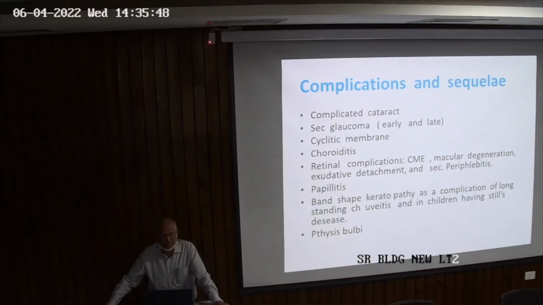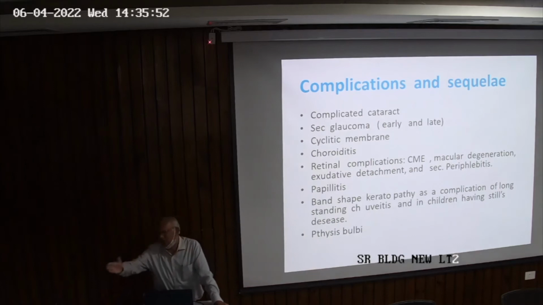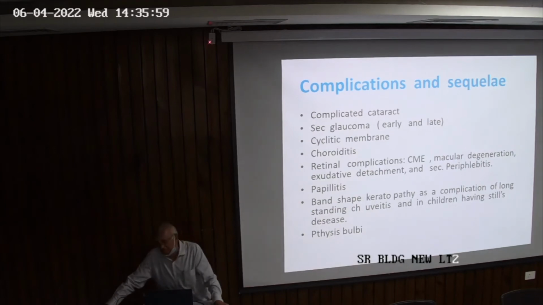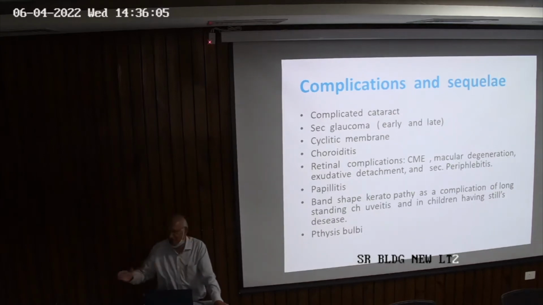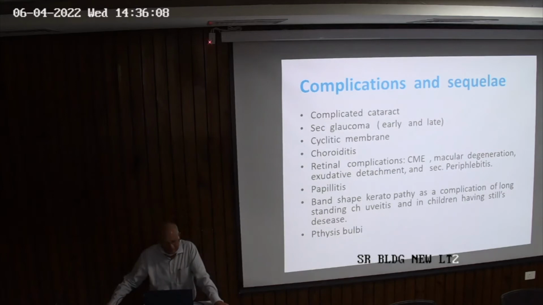Choroiditis. What is choroiditis? Some infection goes through the pars plana up to the choroid, because the choroid is also a part of the uveal tissue. Inflammation of that causes choroiditis. Usually it occurs in sympathetic ophthalmitis. That is the sequence: when the choroid is involved, there is choroiditis also.